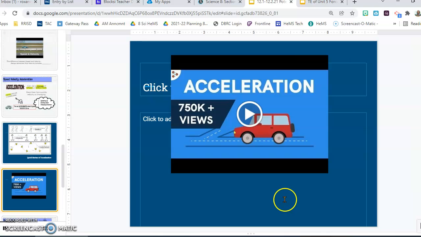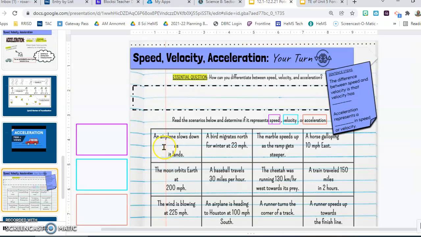Now this is another really cool video about acceleration. You can sit there and watch it. It's about 4 minutes, and she's really informative, so pay attention to that. Then lastly, on this slide, you're going to answer this question: how can you differentiate between speed, velocity, and acceleration? Here are the sentence stems. The difference between speed and velocity is that velocity has direction. Acceleration represents a change in speed or velocity.